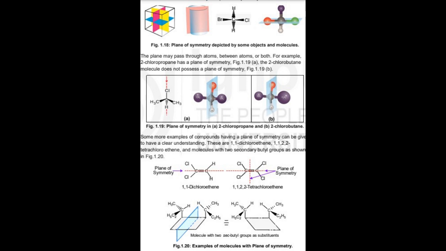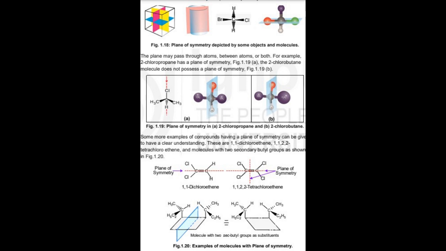1.4.2 Plane of symmetry. A plane of symmetry is a plane such that if a line from any element on one side of the plane is drawn perpendicular to the plane and the line extended to an equal distance on the other side of the plane, an identical element is found at the end of the line. In other words, we can say that one half of the molecule is a mirror image of the other half.